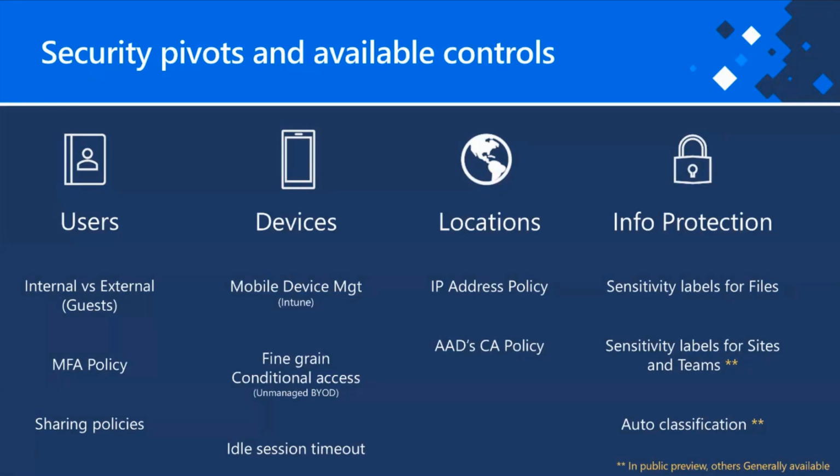Moving on to the devices pivot, as we all access our corporate data from mobile devices, managing those mobile devices is super critical. So this is where products like Intune come into play, so that you can manage your own employees' devices. At the same time, have an unmanaged device policy, which is the fine-grained conditional access policy that we have in Office 365, such that if an employee or an external user accesses the corporate data from unmanaged devices, you provide them the appropriate access based on the sensitivity of the content.